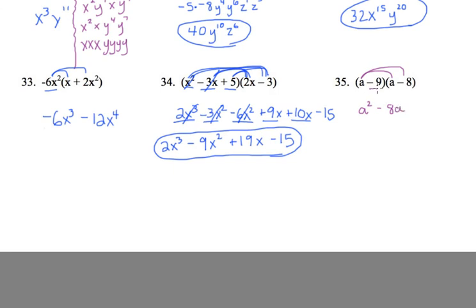Now I'll take the negative 9 and distribute that. Negative 9 times a is negative 9a. And negative 9 times negative 8 is positive 72. Don't forget to incorporate your signs there. Now add your like terms. Negative 8a and negative 9a makes negative 17a, so I'll have a squared minus 17a plus 72.